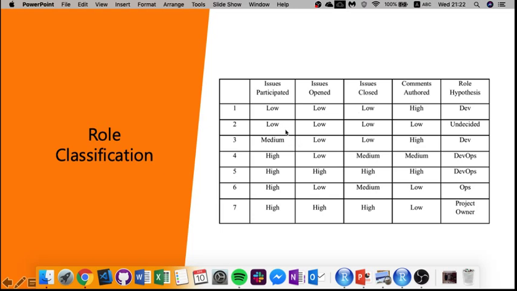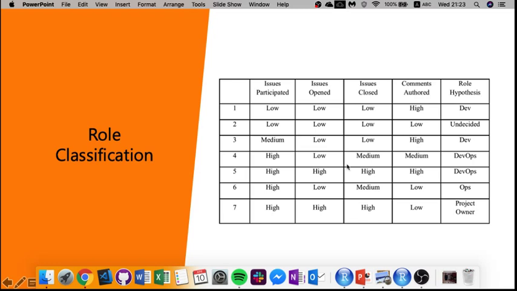The second one is low, low, low, low, just as was the case with the k-means, so we just took it as undecided. We have a mid, low, low, high for the third cluster, so again it's dev, let's see, and DevOps, which has everything high. As we said, DevOps makes a little bit of everything, so it's logical to have everything high. And for the ops, we have a lot of issues participated, but for every other metric we don't have issues open, we don't have comments authored. So yeah.